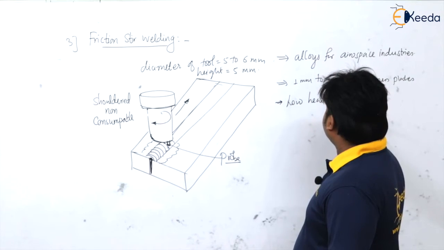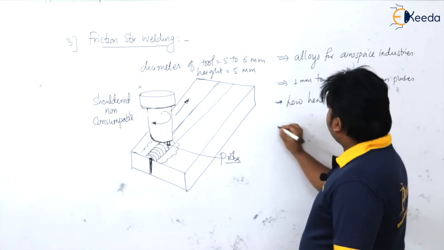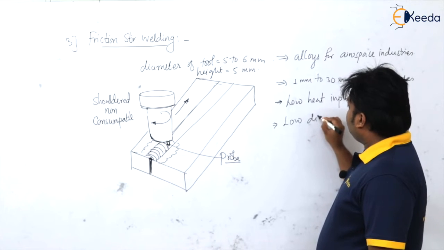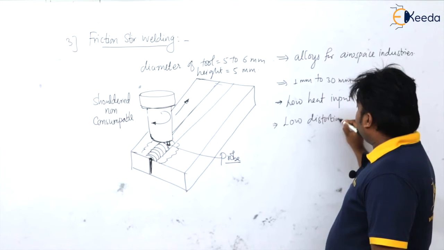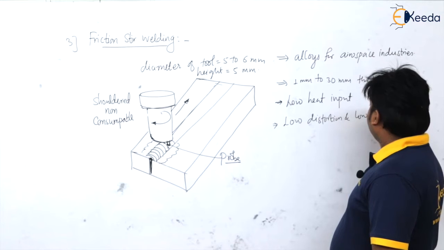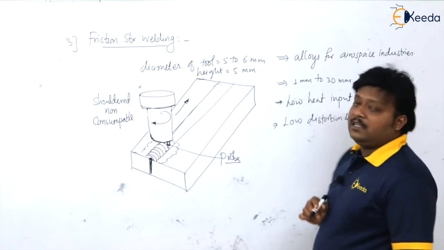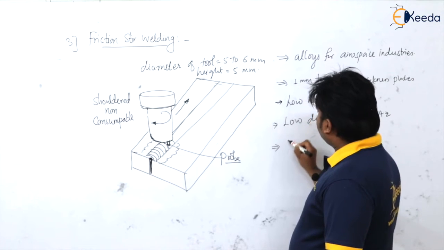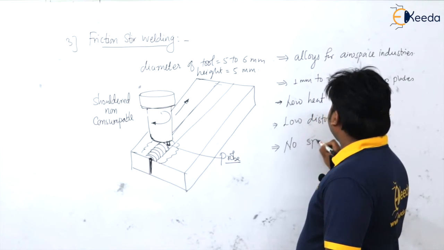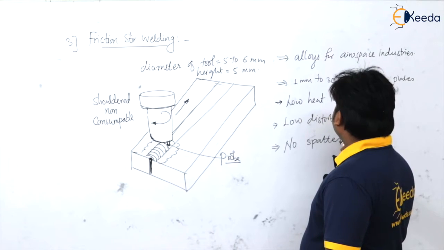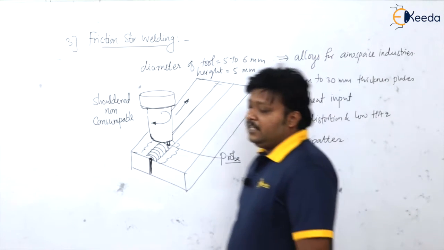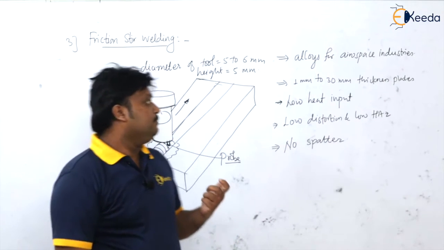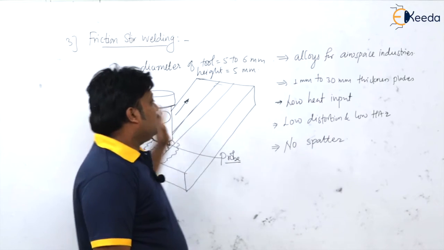Very low heat input for the process. Then there is low distortion and a low heat affected zone in friction stir welding. And of course there is no spatter. So these are some advantages of friction stir welding. Basically it was intended for the alloys which are used in the aerospace industries.